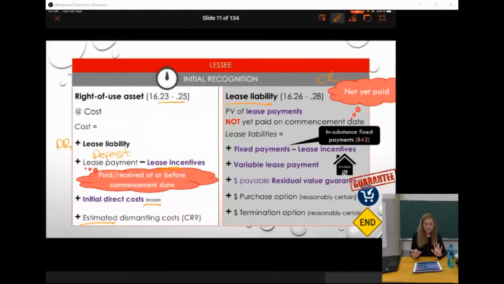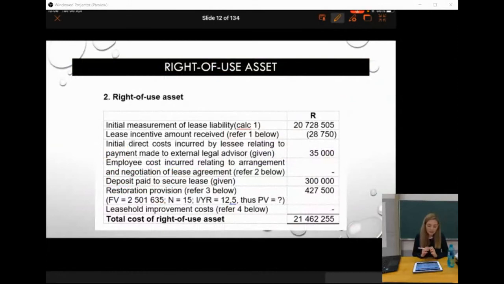Okay, so right of use asset, we now know how to do that. We know how to do our lease liability. So in example 1, there we had our right of use asset, started off with my lease liability. Then there was a lease incentive that has already been received. Initial direct cost that we incurred. And then the employee cost, watch out for this. The employee cost is not included because we would have in any way paid that employee's salary. So the fact that he spent some of his time on this contract is not an incremental cost.